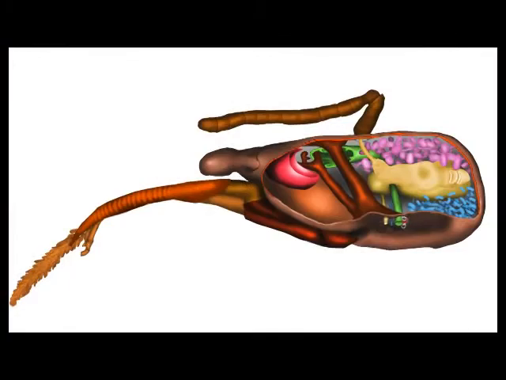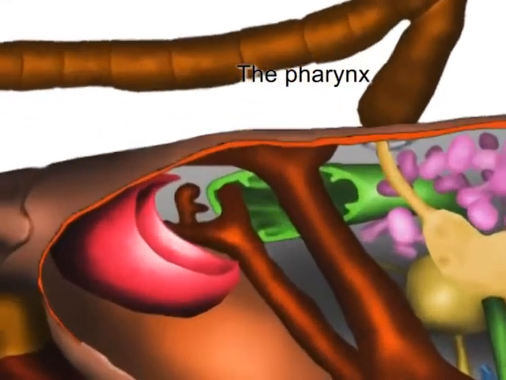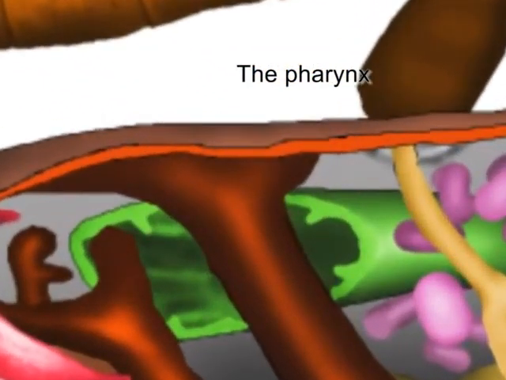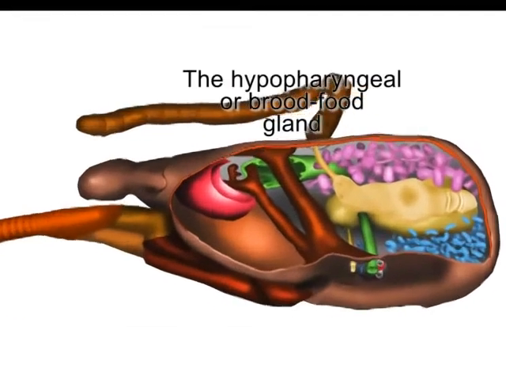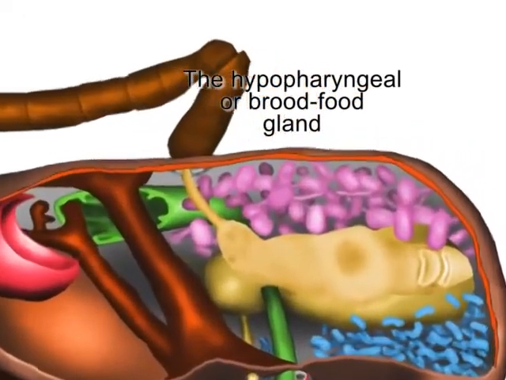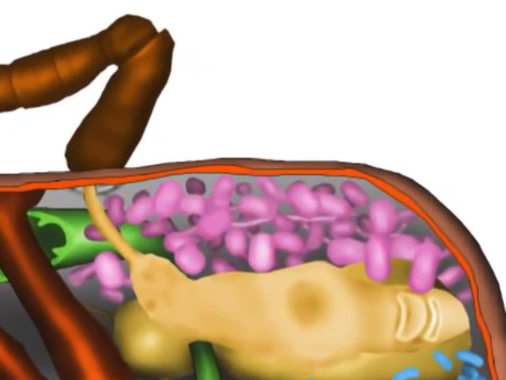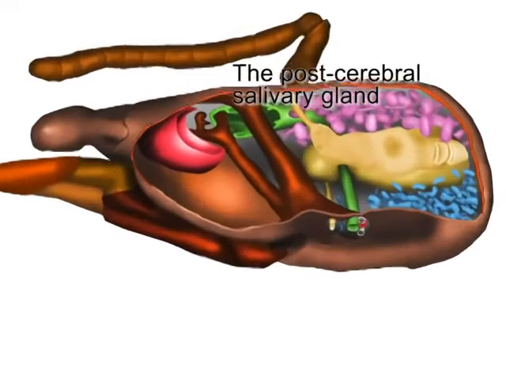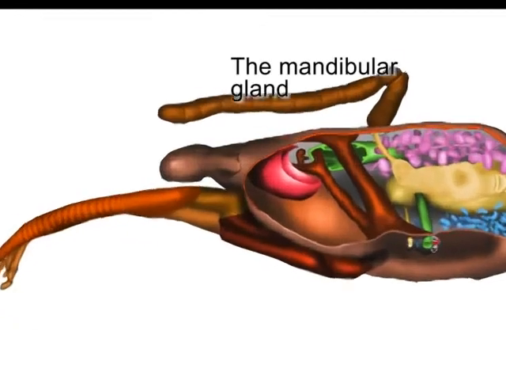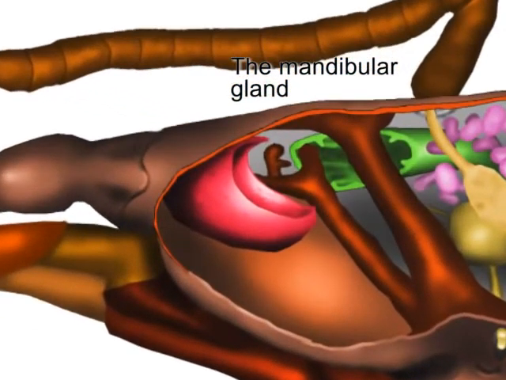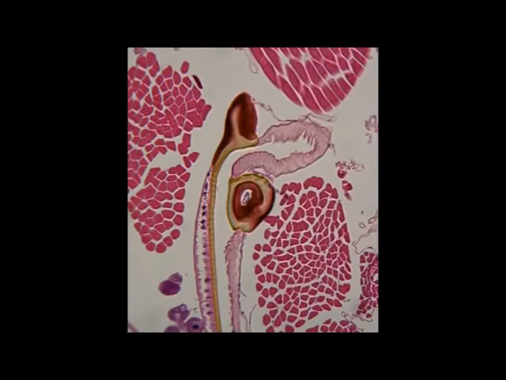Within the head, the main structures are the brain, the swallowing mechanism of the pharynx, the 3 pairs of saliva glands, the largest being the brood food gland or hypopharyngeal gland in front of the brain, the post-cerebral salivary gland behind the brain, and the mandibular glands within the cheeks. A large part of the lower part of the head is made up of the muscles which control the mouth parts and those which move the antennae.